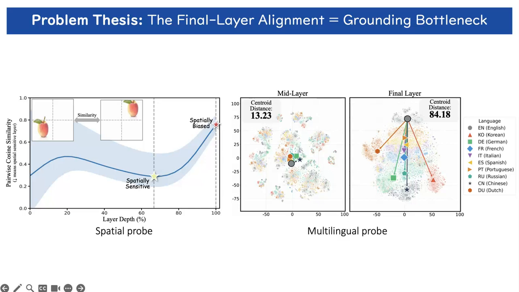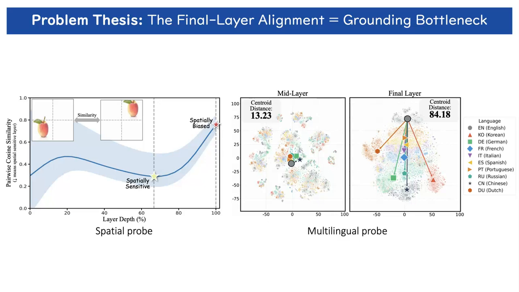Most zero-shot referring segmentation pipelines bring candidate masks using the encoder's final layer image-text similarity, but that layer is optimized for global semantics, which collapses fine-grained structure. Our two probes on this slide diagnose this problem. On the left, the spatial probe. We take the same object placed at different locations and measure pairwise cosine similarity across layer depth. Similarity drops in the middle, meaning those layers are position sensitive, then rises sharply at the final layer, which becomes spatially biased, almost position invariant.